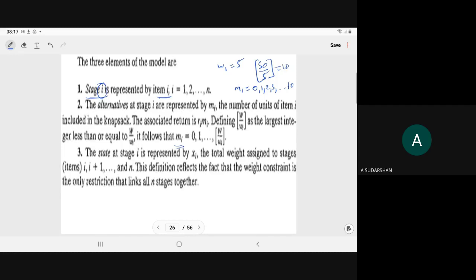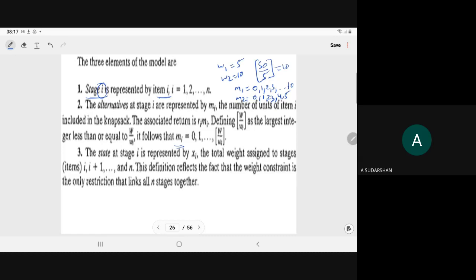Okay. Means if we have the second item, whose weight is 5, in that case m2 will be 0, 1, 2, 3, 4, 5. In that case, the alternatives for the second item will be a maximum of 5 items. Now, whatever you want to convey presently, that is the state.